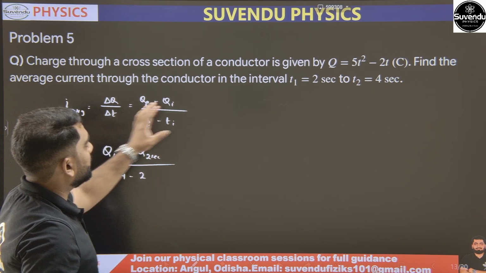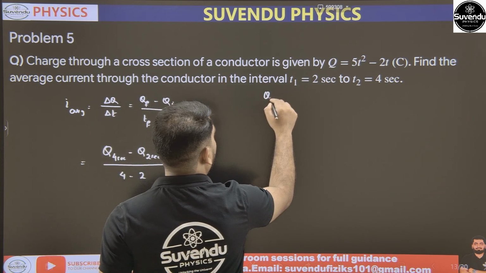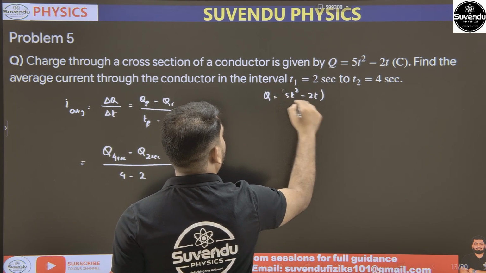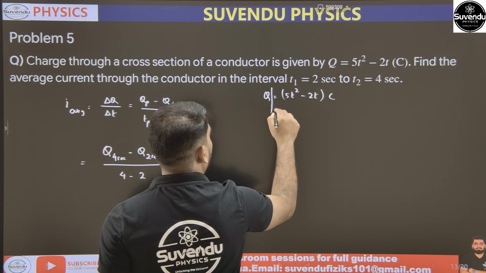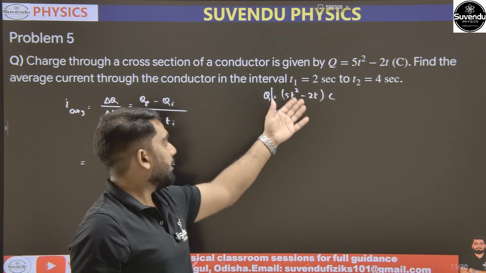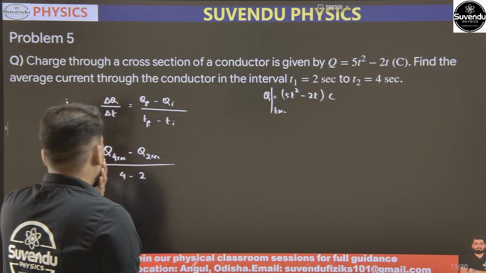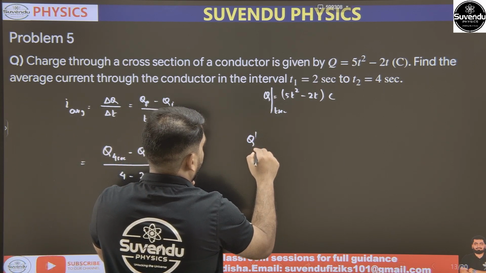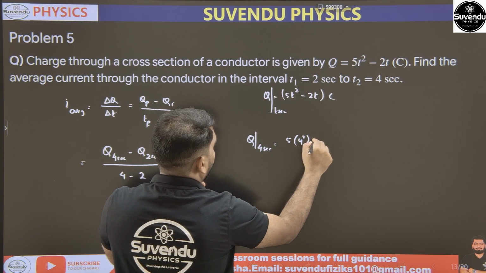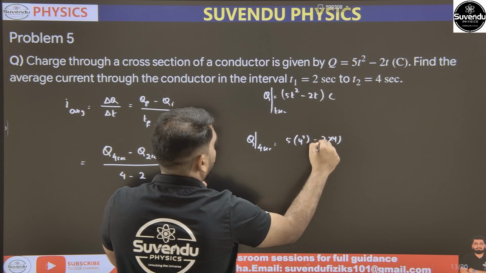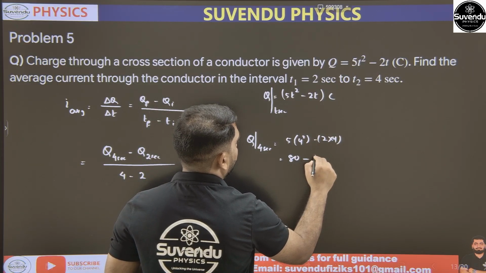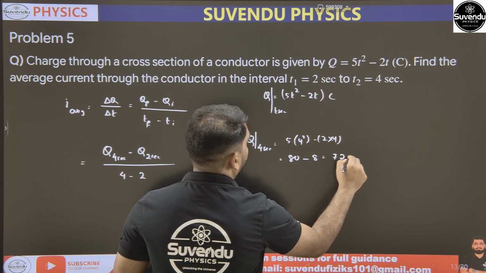Look at the question: Q is equal to 5t square minus 2t, this much coulomb. This means this is Q at t seconds. Q at t second expression is 5t square minus 2t, and what is Q at 4 seconds? So Q at 4 seconds will be 5 into 4 square minus 2 into 4. That means 80 minus 8, that is 72 coulomb.